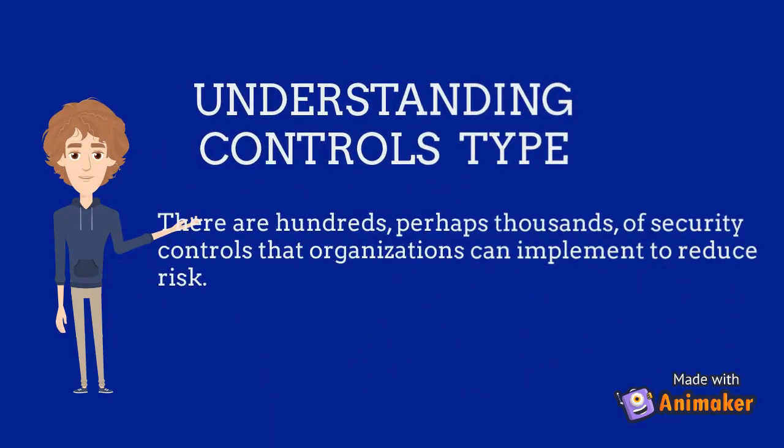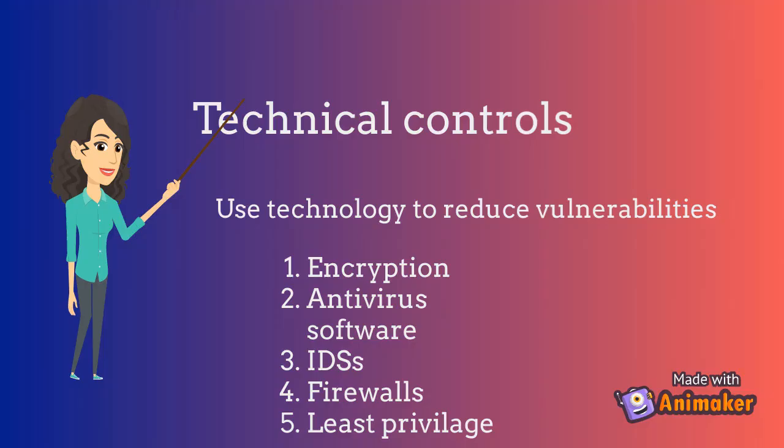Okay, next will be understanding control types. There are hundreds, perhaps thousands, of security controls that organizations can implement to reduce risk. Technical controls use technology to reduce vulnerabilities. An administrator installs and configures a technical control, and the technical control then provides the protection automatically.